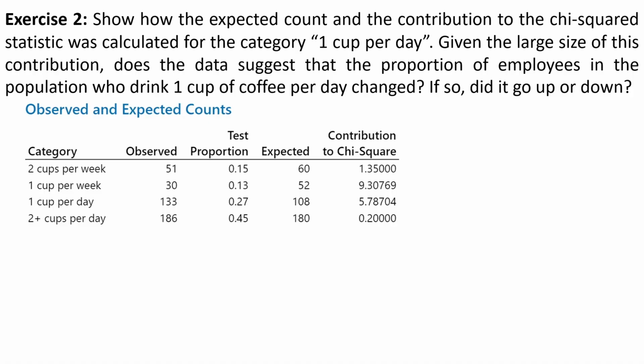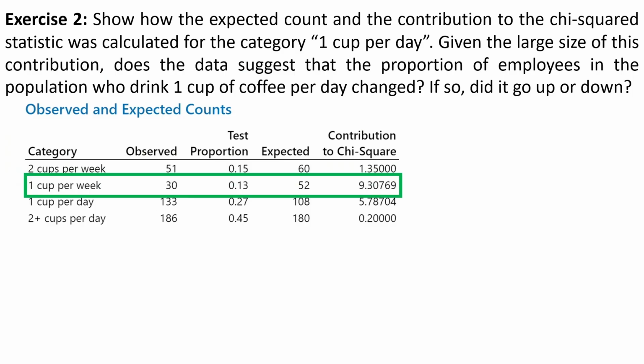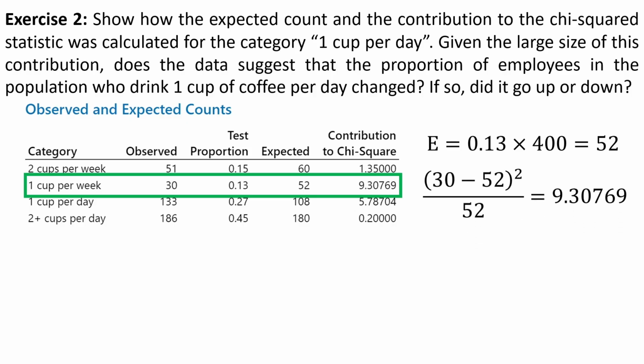Here we're going to show how an expectation and a contribution is calculated for 1 cup per week. The expected value would be the test proportion multiplied by the total sample size, which was 400. So we get 52, and you can see that's in agreement with the expectation given in the table. And the contribution to the chi-squared statistic is always the observed minus the expected, squared, divided again by the expected. We get 9.30769, which is in agreement with what we see in the table.